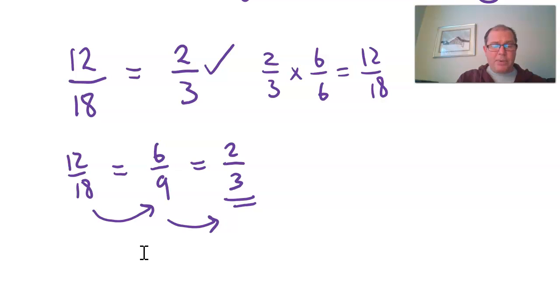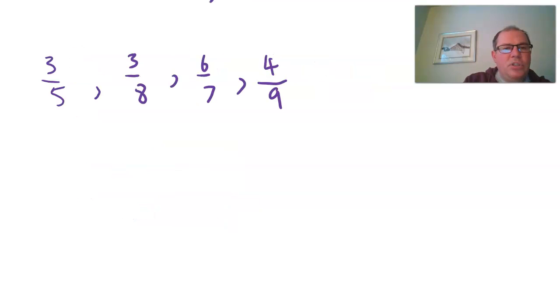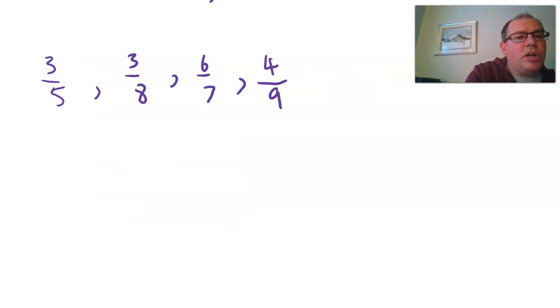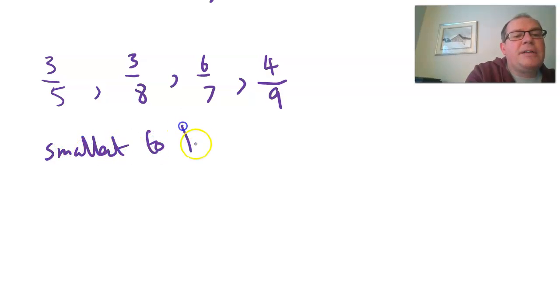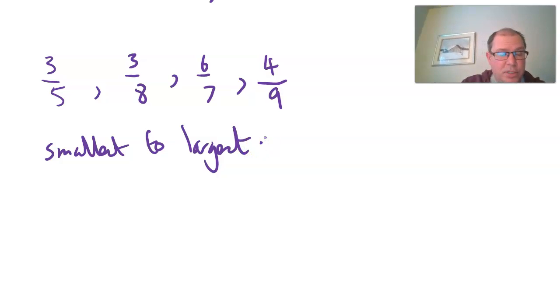Now let's have a look at how we can order numbers by thinking of their equivalent fractions. Okay, let's have a look at this. I want to order these from the smallest to the largest. Always remember to read the question carefully. Sometimes they may ask you to go from the largest to the smallest. So I want to find the smallest number here.